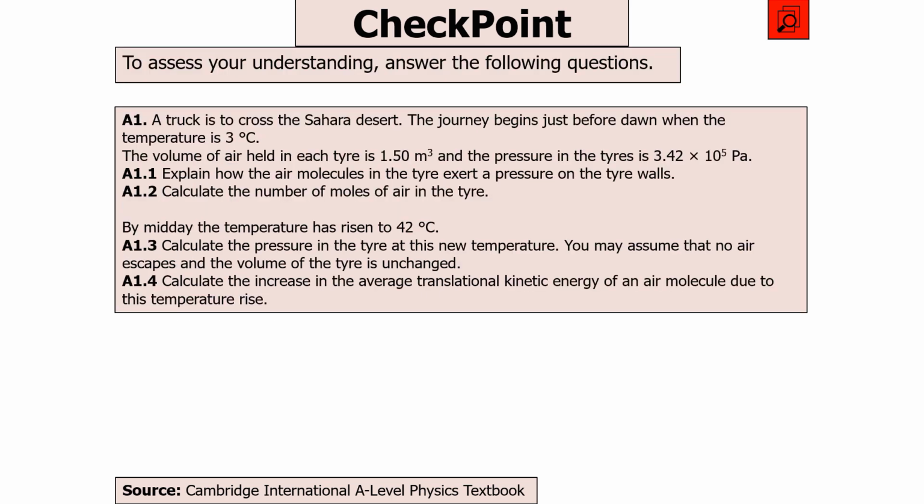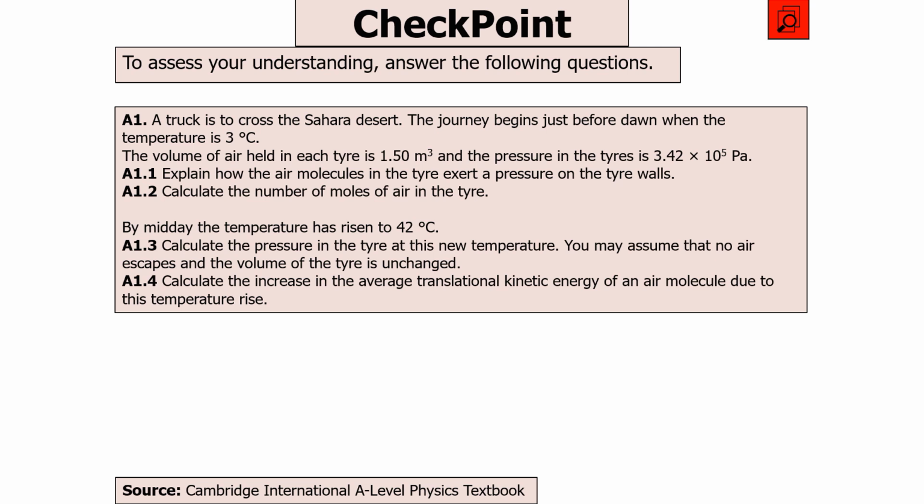The next question says, a truck is used to cross the Sahara Desert. The journey begins just before dawn when the temperature is 3 degrees. The volume of air held in the tyre is 1.50. It exerts a pressure on the tyre walls. Calculate the number of moles of air in the tyre.